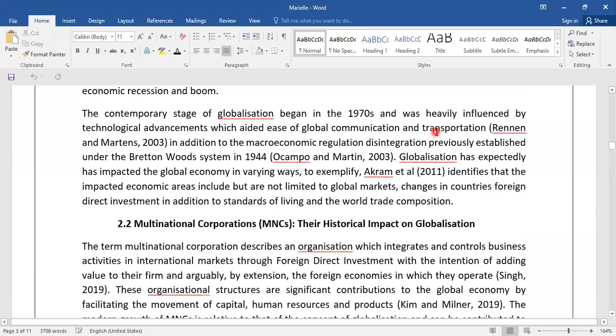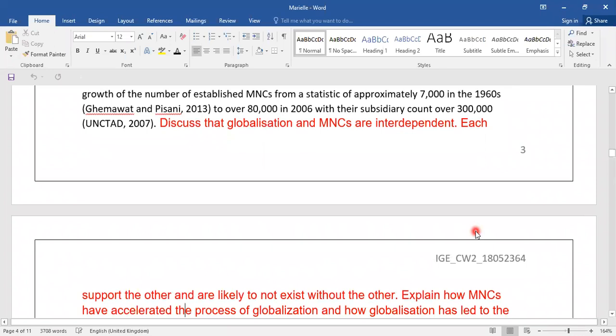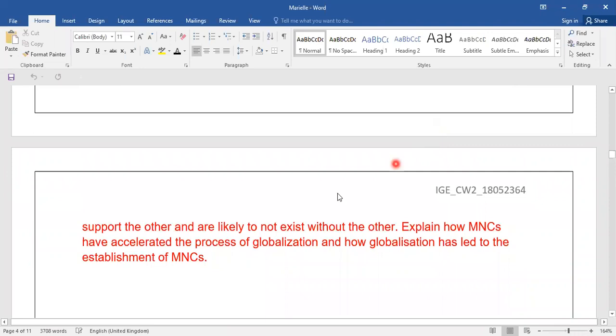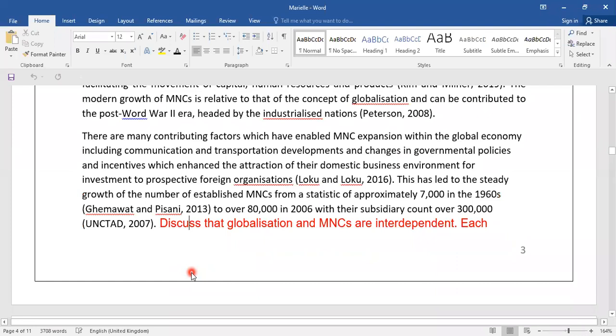I listened to the conference from your module leader, and she stated that you should discuss that globalization and MNCs are interdependent. This is important, meaning you have to say how MNCs have accelerated globalization and how globalization has also led to the establishment of MNCs. Now, when I read these two paragraphs, I think Mariel has done that.